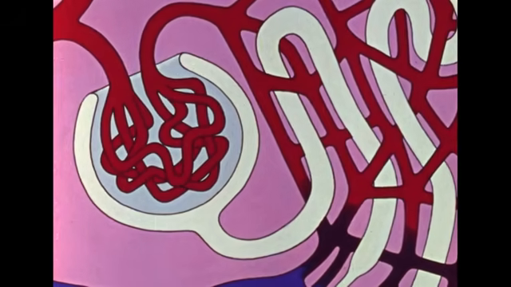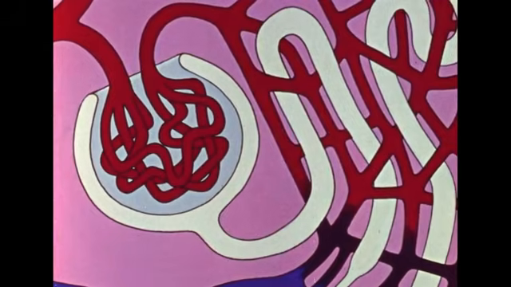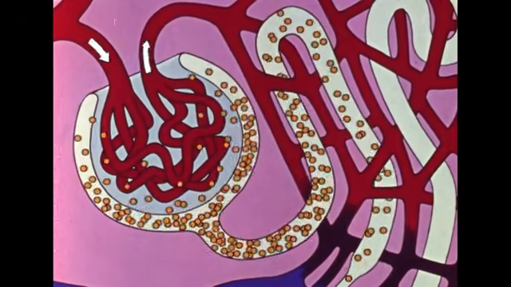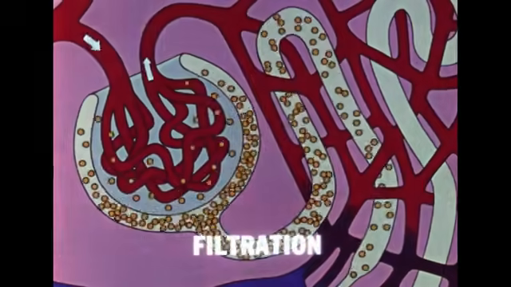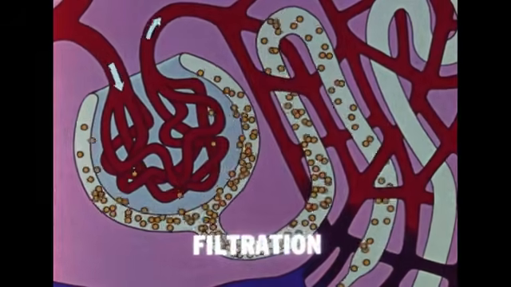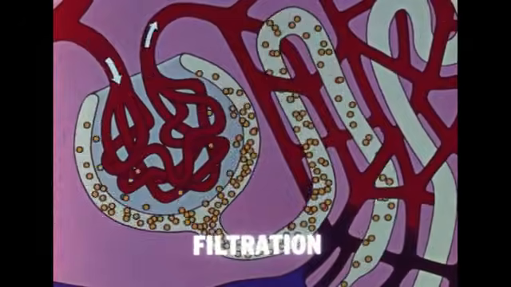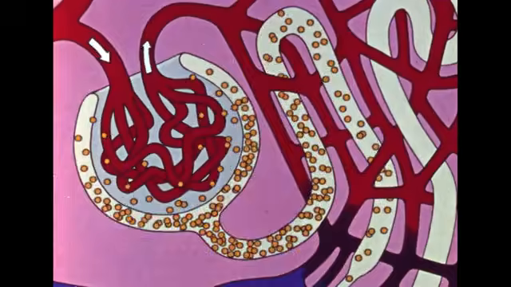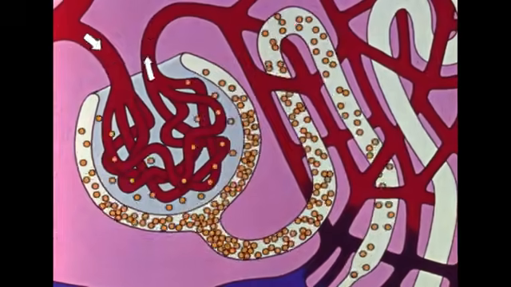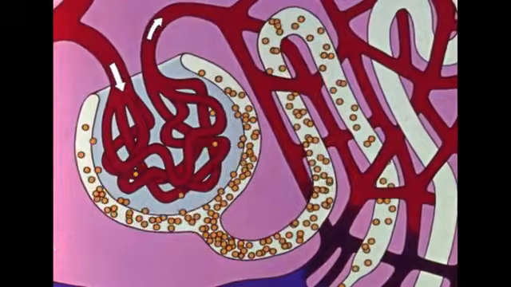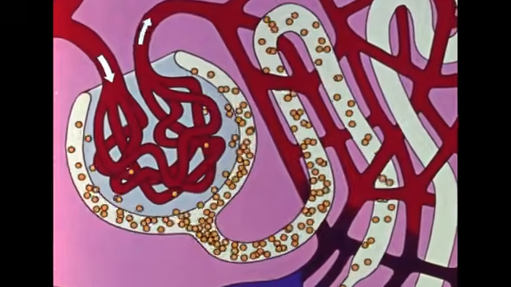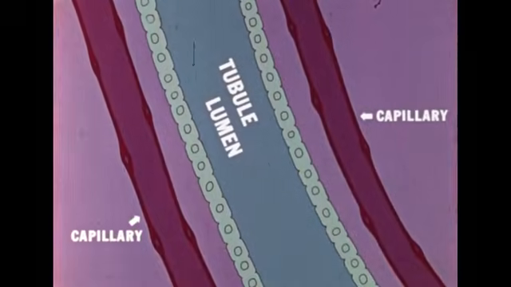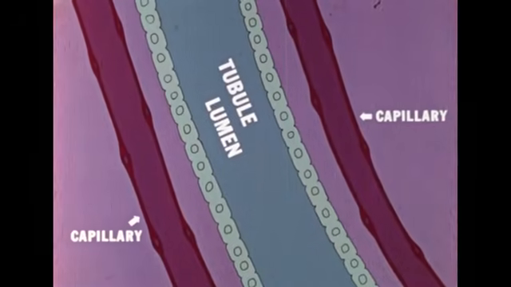The blood flowing through the glomerulus is under pressure from the pumping of the heart. This pressure causes water and dissolved materials to filter into the capsules. The water and dissolved materials move through the tubule. Useful materials, such as glucose, are reabsorbed from the tubule into the capillary network.